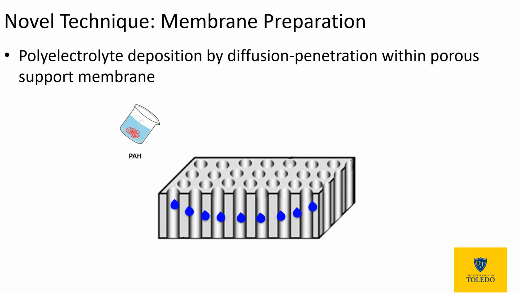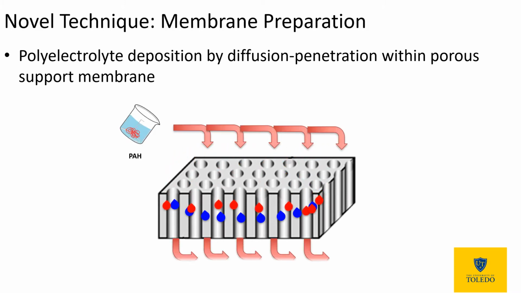Then we coat the surface of the membrane with the polyallylamine hydrochloride. In this case, we force the solution through the pores in order to create what we call a first bilayer within the pores of the membrane.